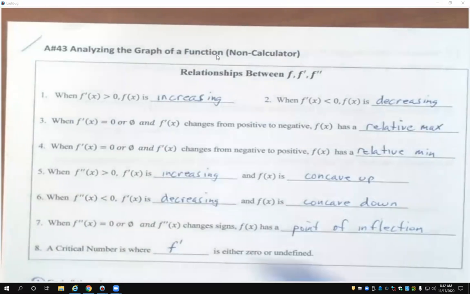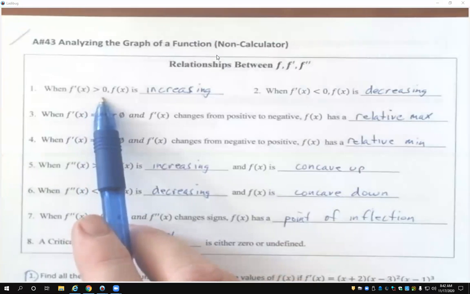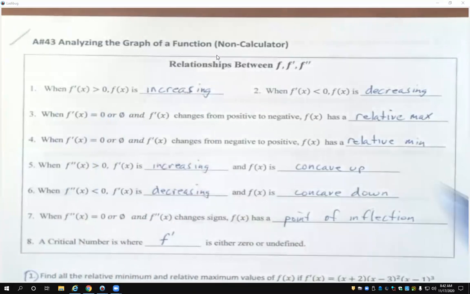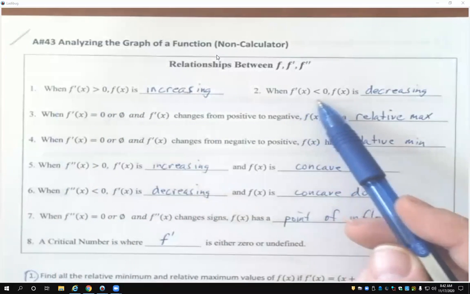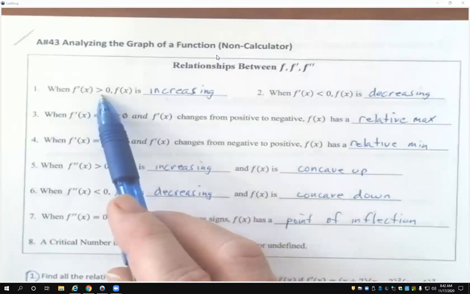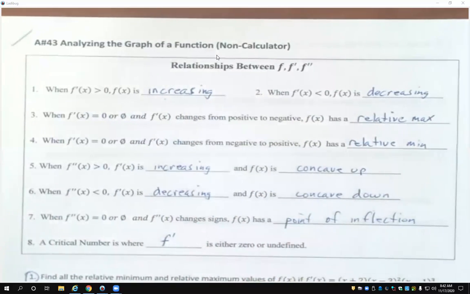So just going through this really quick: when f prime is positive, that's my derivative is positive, my original function is increasing. And when f prime is negative, my original function is decreasing. Kind of makes sense, right? If f prime is positive, it means my slopes are positive. Positive slope means we're increasing. Negative slope means we're decreasing.